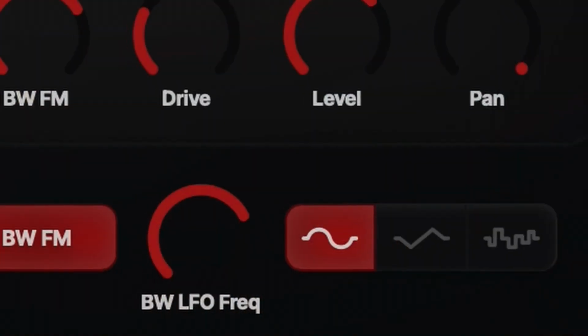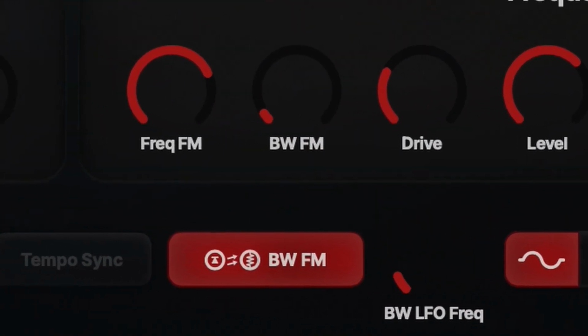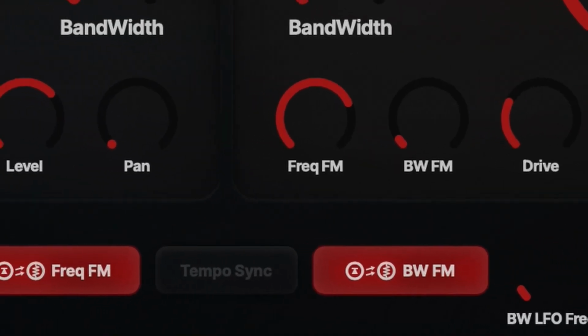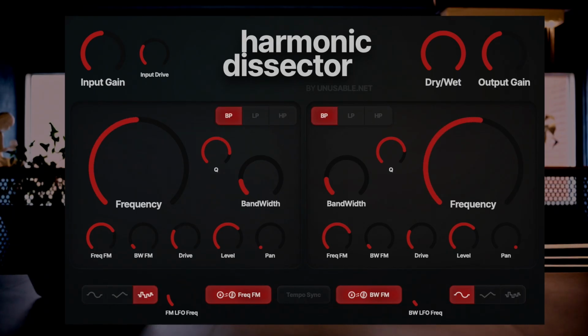The LFOs can run as sine, triangle, or sample and hold random. And with tempo sync on, the rates follow your host clock. There is also a vactrol emulation on the internal modulation, which adds a slight bleed and softens the behavior in a way I find really appealing.